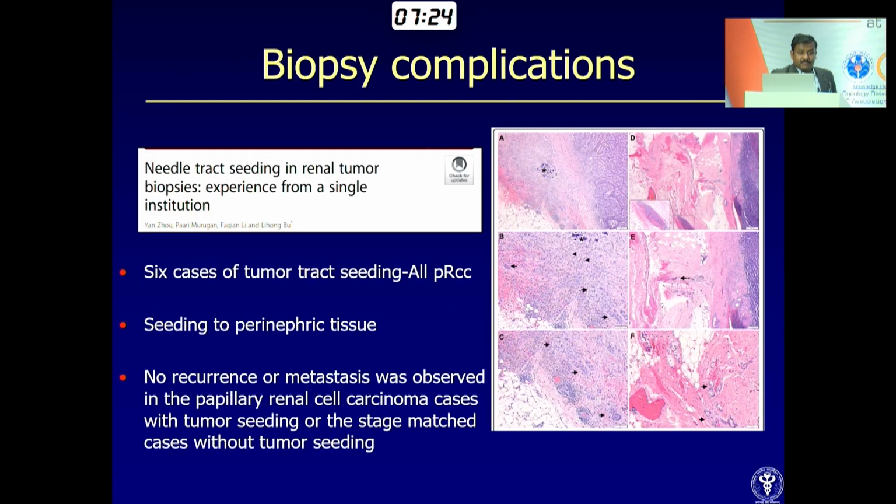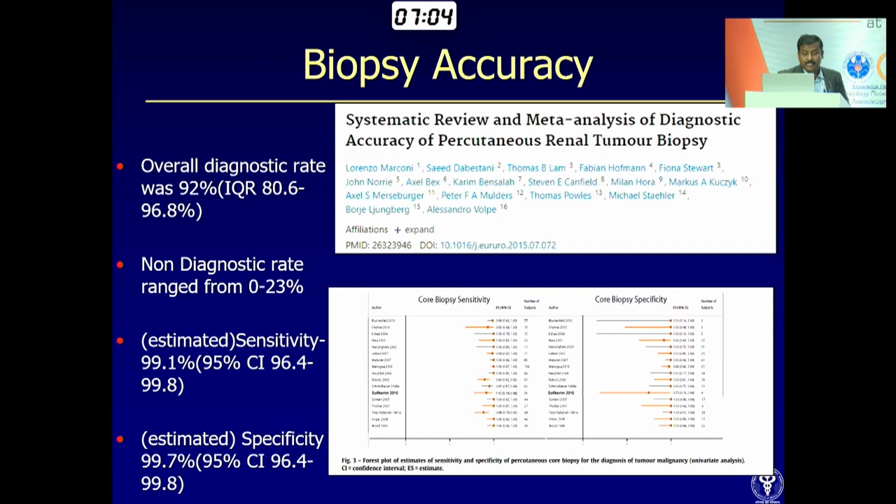This is another paper with 6 case reports from another center. Almost all these cases were papillary RCC, seeding into the perinephric tissue. When all these patients were followed up for a longer time, no recurrence or metastasis was observed in papillary RCC when you compare them with patients without tumor seeding after the biopsy.